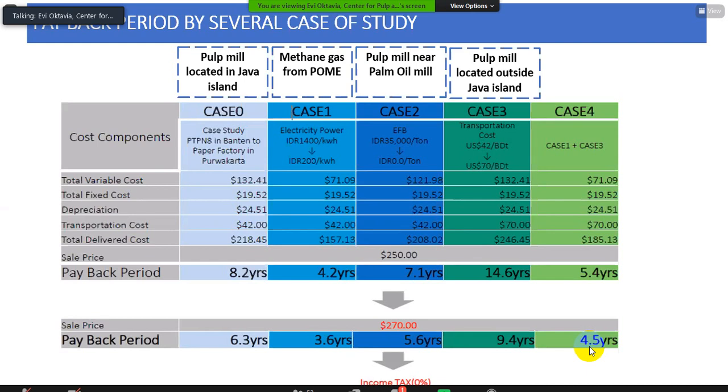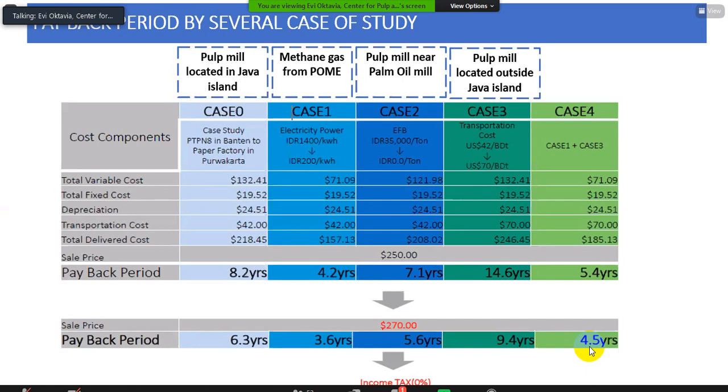How about if the pulp mill is near the palm oil mill? It means that there are no costs for EFB. At first, EFB costs around 35,000 rupiahs per ton. But if the pulp mill is near the palm oil mill, the cost will be zero. But it still gives a not so good payback period.